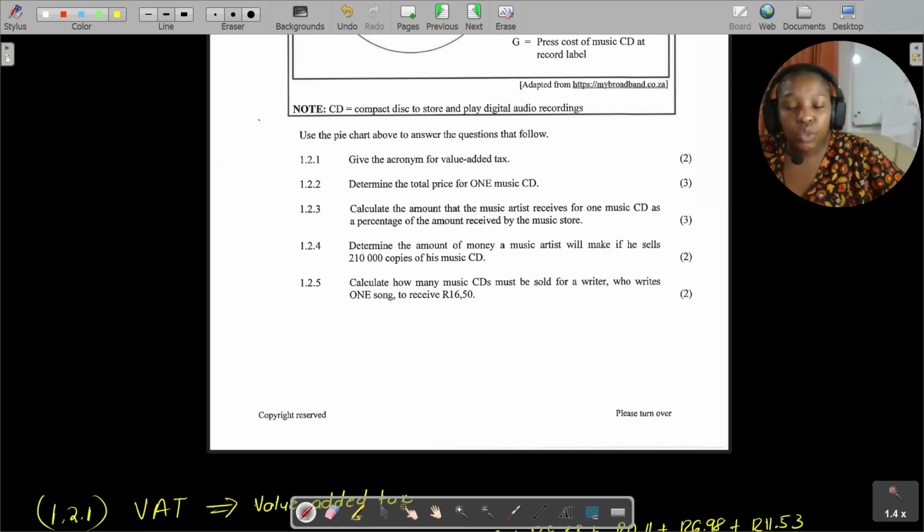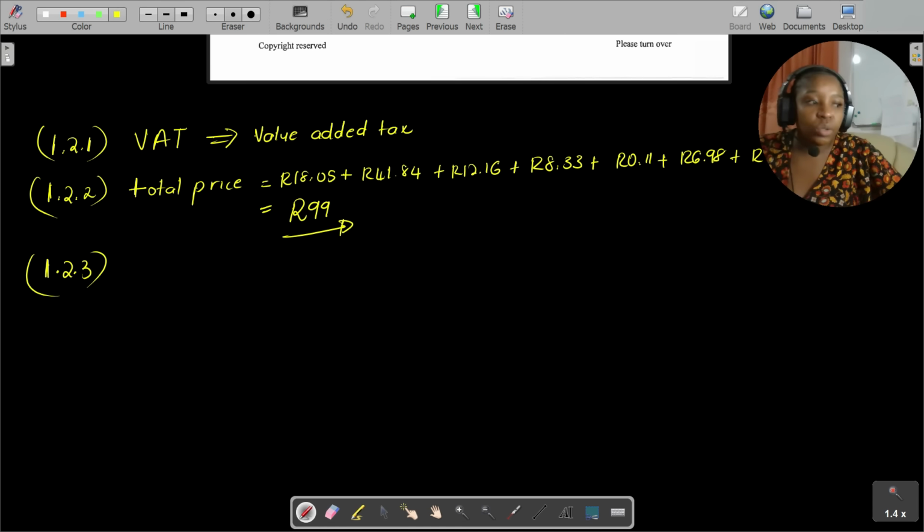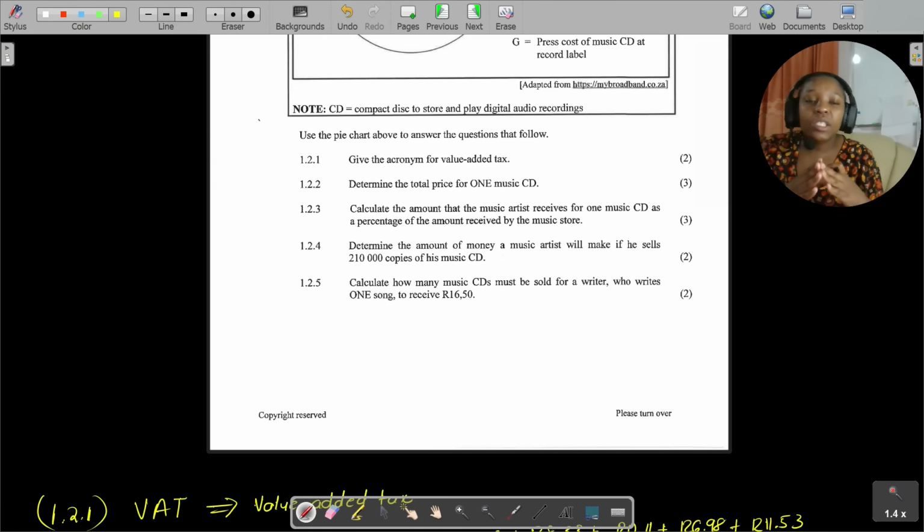Good. Question 1.2.3 says calculate the amount that the music artist receives for one music CD as a percentage of the amount received by the music store. All the time I've mentioned this with the percentage calculations: it tells you exactly what you need to do. It tells you what you need to put in the numerator and in the denominator. And obviously, if you're calculating the percentage, you want to multiply by 100. So what is the part, the numerator, and what is the whole, the denominator?